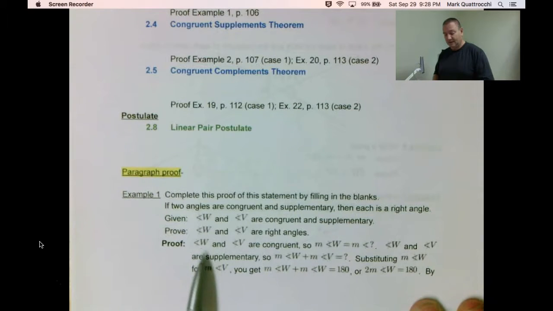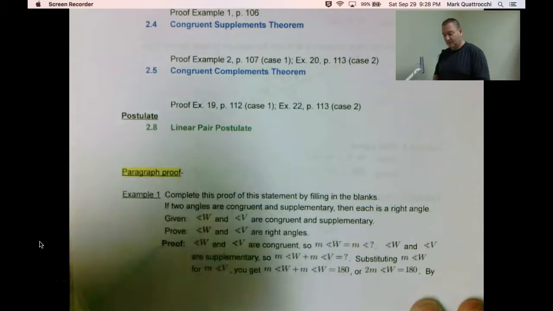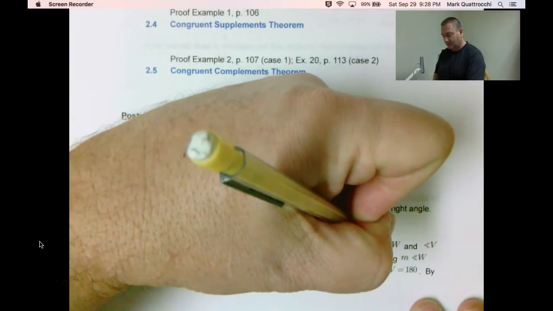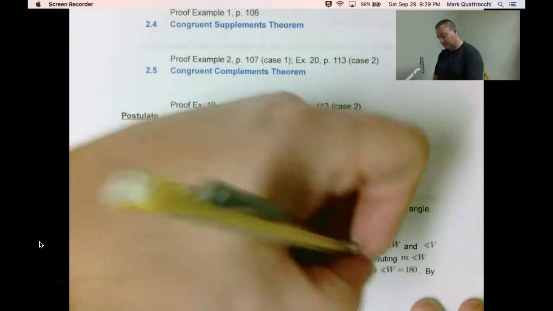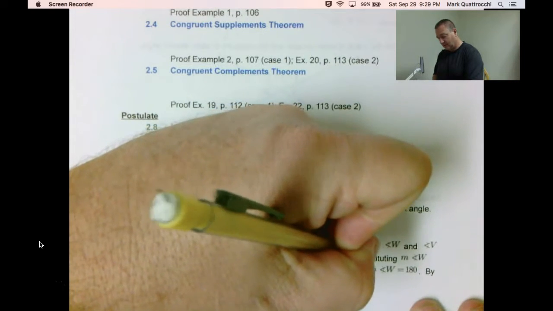Okay, well, what does that mean? Angle W is congruent to angle V. They're congruent, so their measures are equal. So the measure of angle W equals the measure of angle V. Angle W and angle V are supplementary. What does that mean? That means the measure of angle W plus the measure of angle V equals 180 degrees.